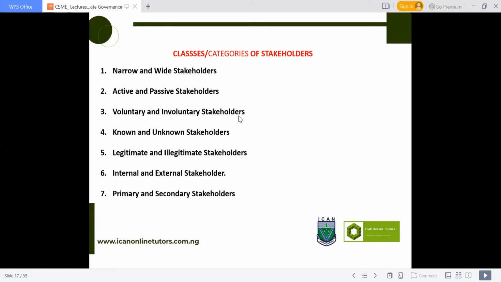We also have another one called active and passive. Active stakeholders are those that seek to get involved in the company's activities and decisions. They seek to get involved in what the company is doing. If there's any meeting, they always try as much as possible to attend. But passive stakeholders are those who do not usually try to get involved in what the company is doing.